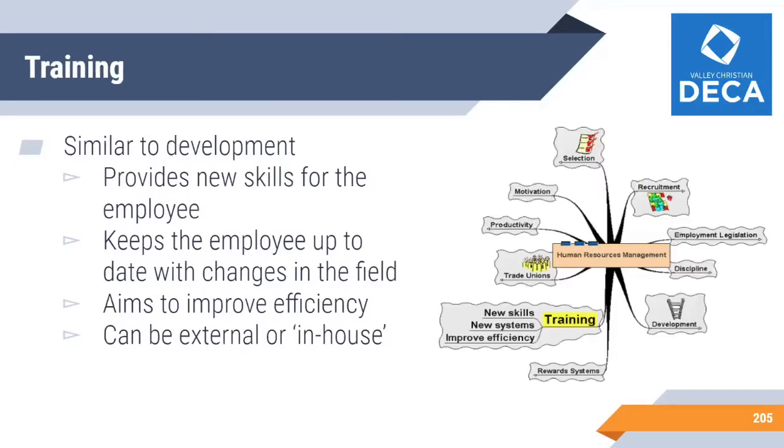Training is very similar to development. It basically provides new skills for the employee and keeps them up to date with changes in their field so that they don't fall behind. And training is also a way to help an employee improve their efficiency and can be either external or in-house. And training is really important for both the employee themselves and for the organization in order for them not to fall behind in the industry and for them to continue making new accomplishments and new innovations.